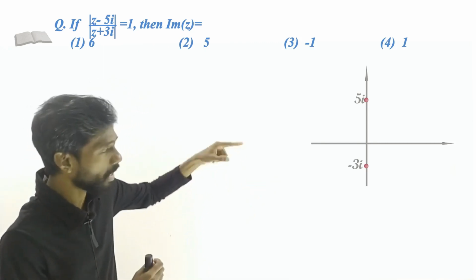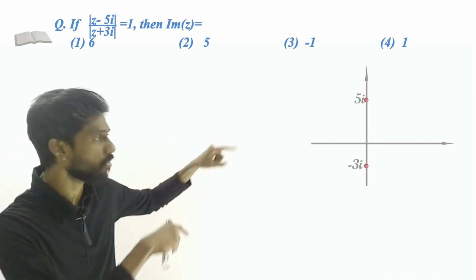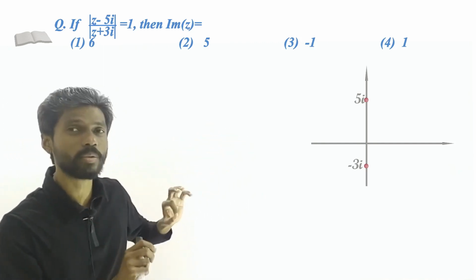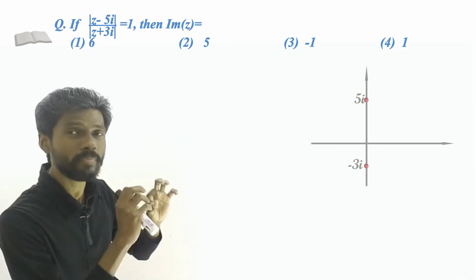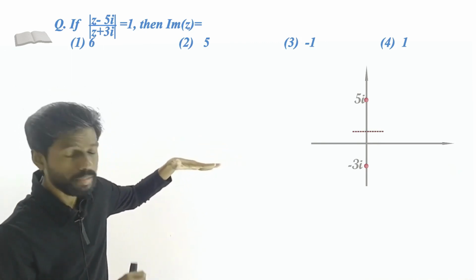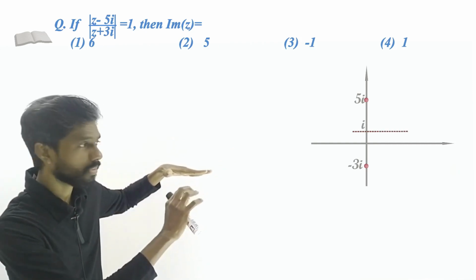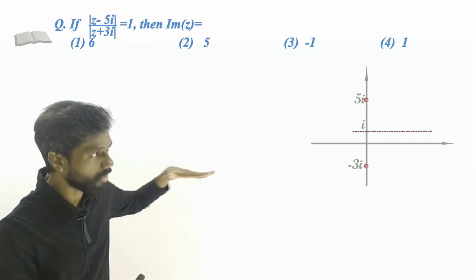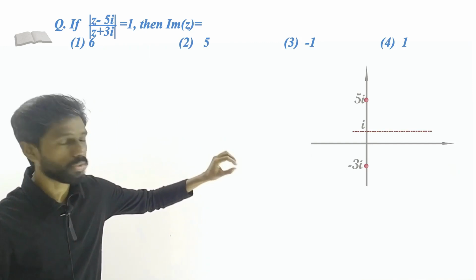And what is the midpoint of these two? Just find the average, right? 5i minus 3i divided by 2. So that is 2i by 2, i. So i is the point through which this line passes. See here, this line, the perpendicular bisector of these 2 points, is parallel to the x-axis, and it passes through the point i.